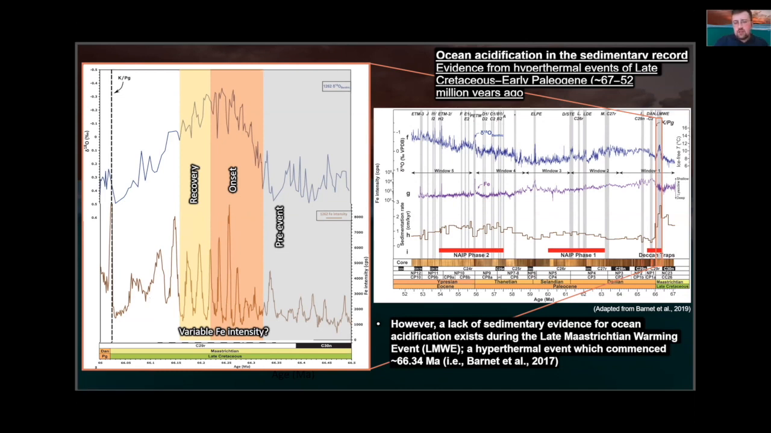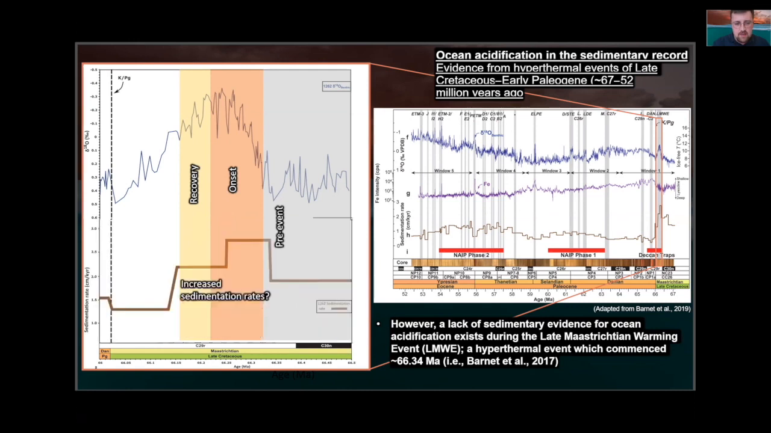And this has actually led some authors to speculate that there's a lack of sedimentary evidence to suggest an ocean acidification event accompanied this rapid increase in global temperatures 66.34 million years ago. Interestingly, when we look to the sedimentation rate in the core, we actually see something very odd. We see very increased sedimentation rates during the onset of the event, very different from the PETM that I showed just previously. So something very different is going on here during this event than the other later hyperthermals of the Cenozoic. So what exactly is going on?